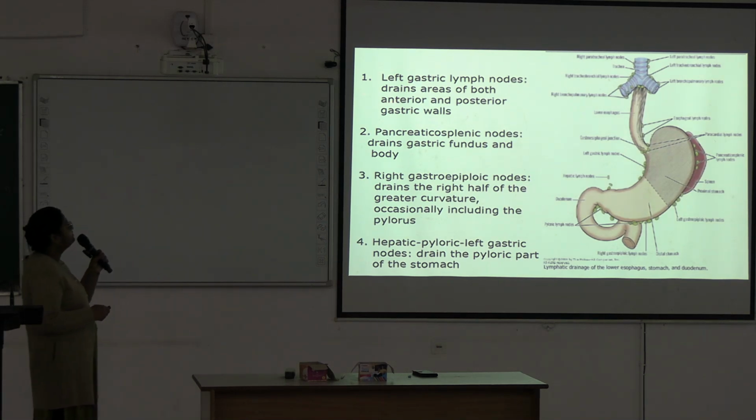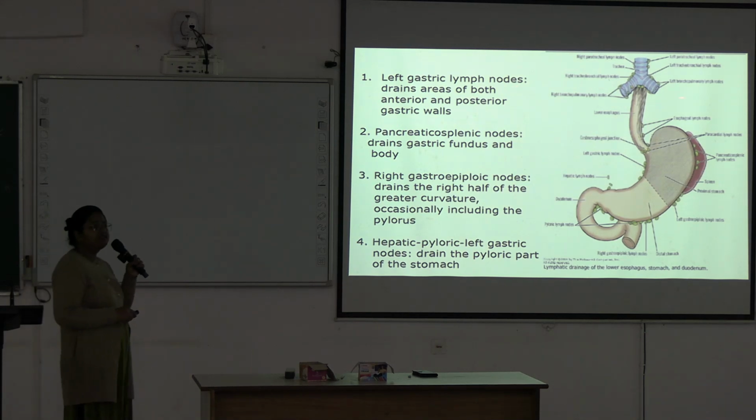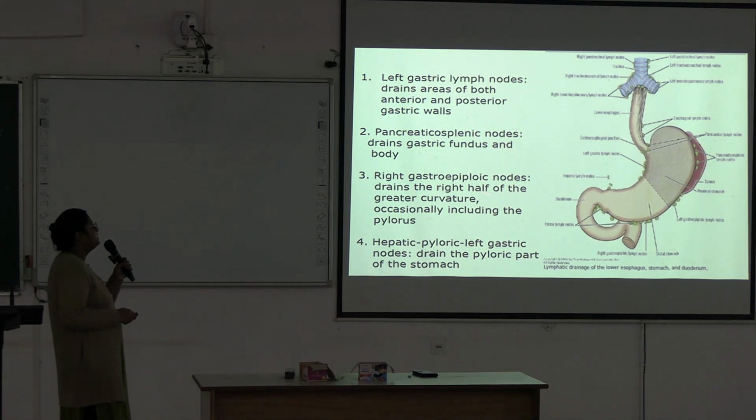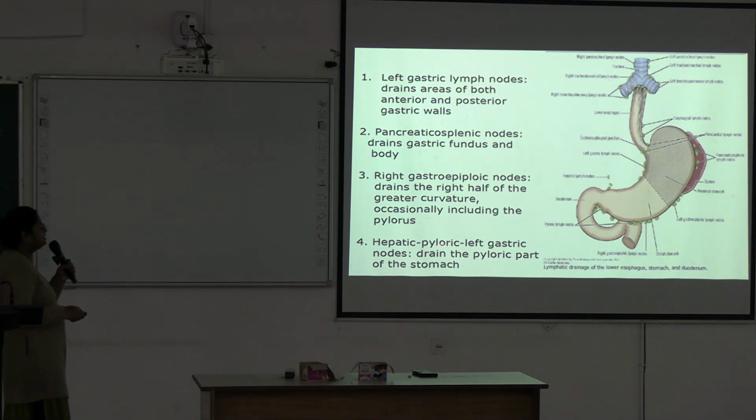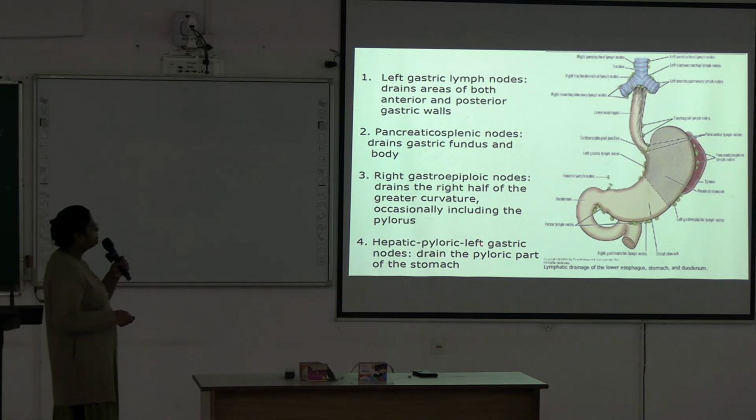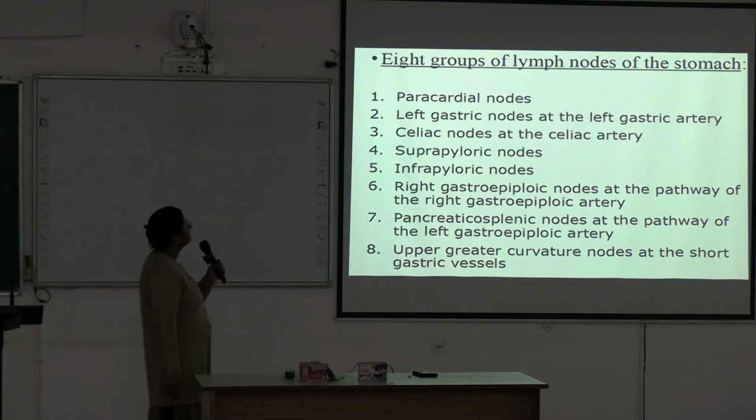So left gastric lymph nodes drain areas of both anterior and posterior gastric walls, and pancreaticosplenic nodes drain the gastric fundus and body, and right gastroepiploic nodes drain the right half of the greater curvature, occasionally including the pylorus, and from the hepatic nodes it goes to the pyloric node. Left gastric nodes drain the pyloric part of the stomach. Okay.